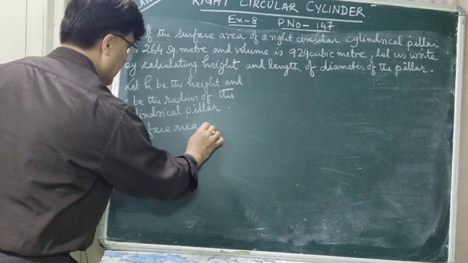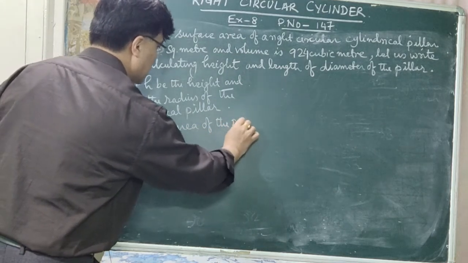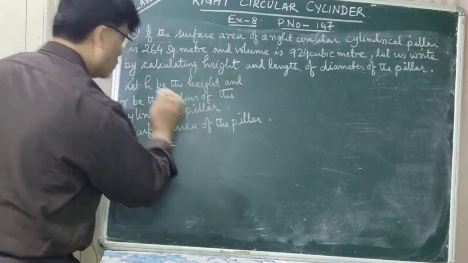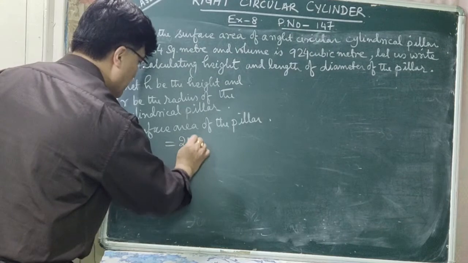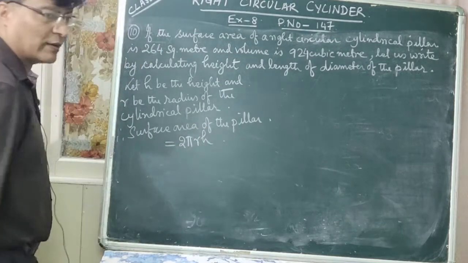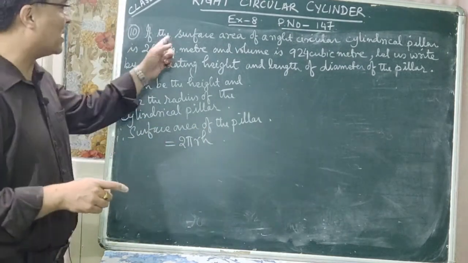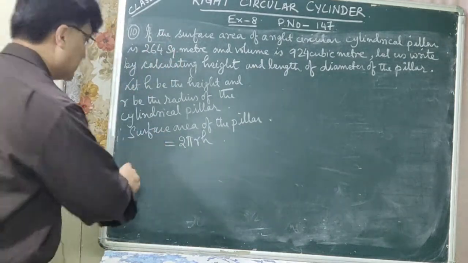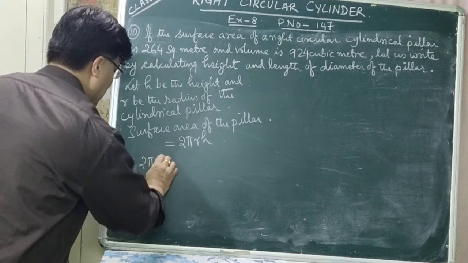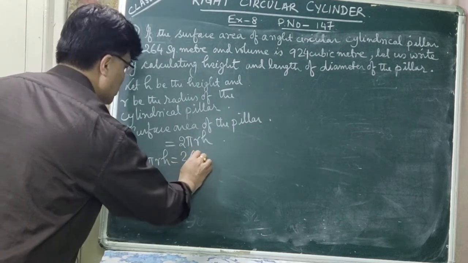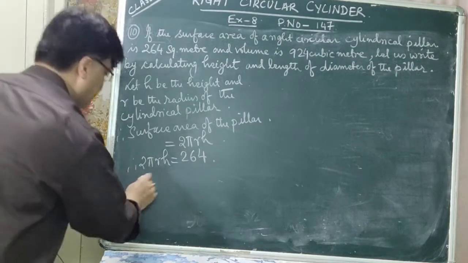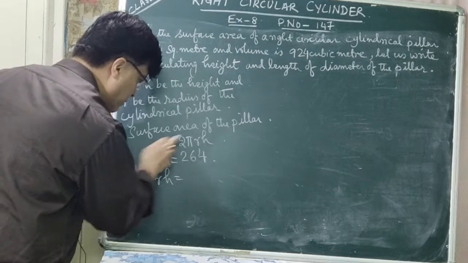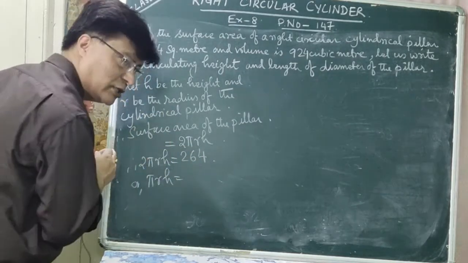Surface area of the pillar means surface area of the right circular cylindrical pillar, which is equal to, what is the formula? This is your 2 pi RH, right? But by question it is given as 264 square meter. So you can equate these two, isn't it? That is 2 pi RH is equal to 264. Okay? Or you can write pi RH is equal to, these two can be taken to the right hand side. It goes to the denominator.